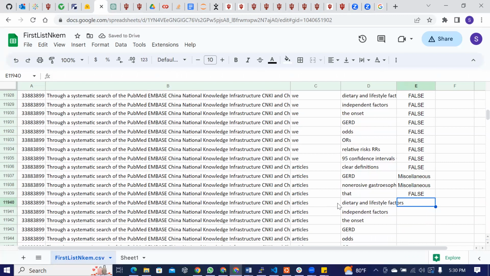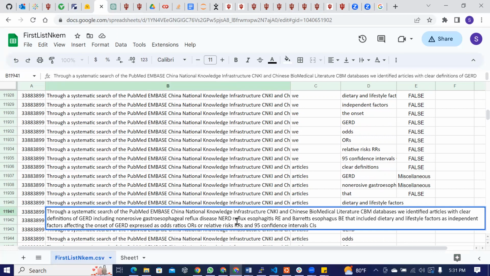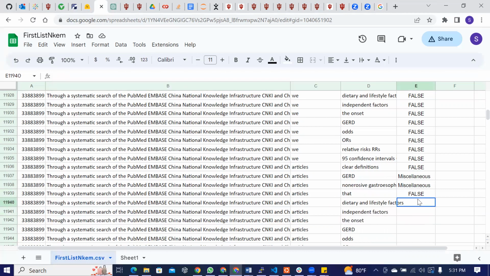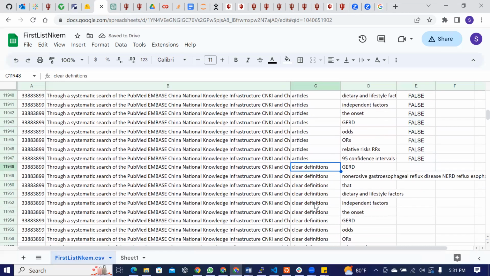Articles and dietary, lifestyle, and conditions have no relationship. Just going through it, you see that it does not have a relationship. Because this includes "not", it is not a direct relationship. Look at the sentence that included: including non-erosive GERD, then RE and Barrett's esophagus. So dietary is involving Barrett's, not the articles itself. So if you look at this, the rest of it is going to be a false relationship. So just false for articles down. The next one, with clear definitions, is obvious.